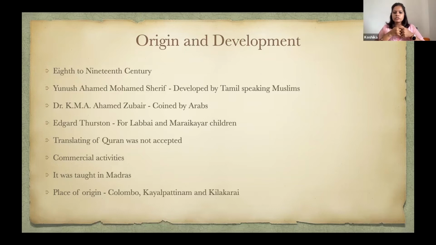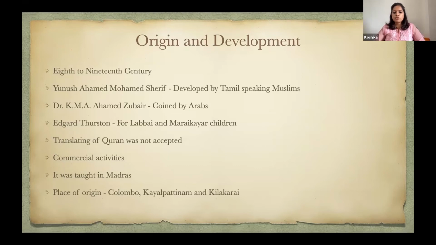And Ederson Trustin says that Arabi was developed to teach the children of Labbe and Marikar in madrasas. That is one scholar's claim about how this script developed. So as I said, due to commercial reasons and because translating the Quran is not allowed, these are the reasons we find for the development of the script.